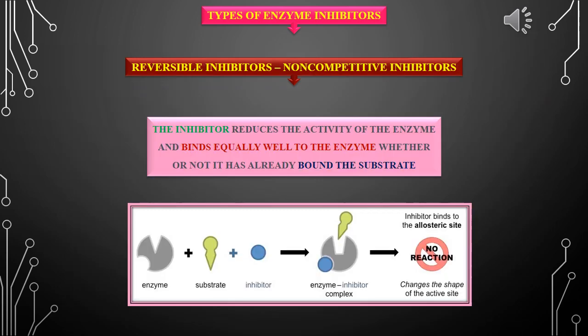Coming to non-competitive inhibitors, the inhibitor reduces the activity of the enzyme and binds equally well to the enzyme whether or not it has already bound to the substrate. Whether the enzyme is bound to the substrate or not, the inhibitor will bind to some other site of the enzyme, and it modifies the enzyme active site for binding with the substrate. Thereby, no reaction occurs. This is non-competitive inhibition.